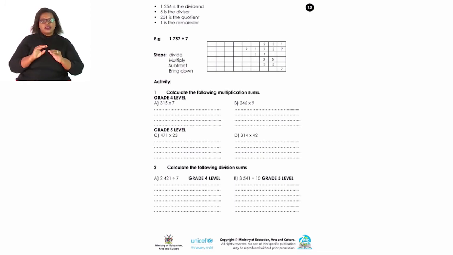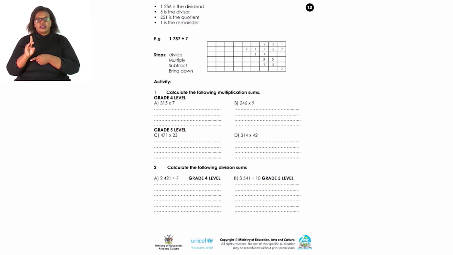Number 2, I want you to calculate the following division sum. The grade 4 learners, work out 2,421 divided by 7. And B, 3,541 divided by 10. Boys and girls, thank you so much.